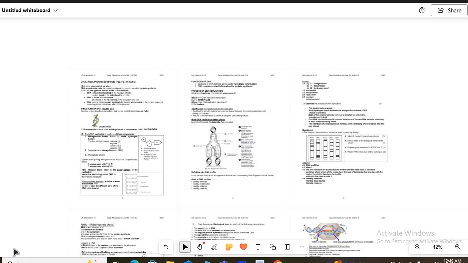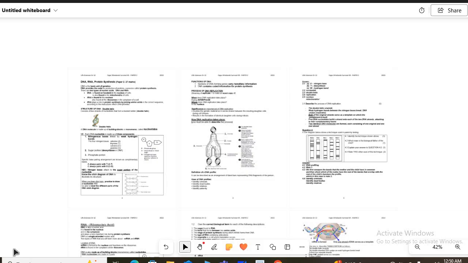Now the DNA structure is double-stranded and a double helix, while the RNA structure is single-stranded. The differences are that DNA is a double-stranded molecule, while RNA is a single-stranded molecule. DNA contains deoxyribose sugar, while RNA contains ribose sugar. DNA contains thymine, while RNA contains uracil.